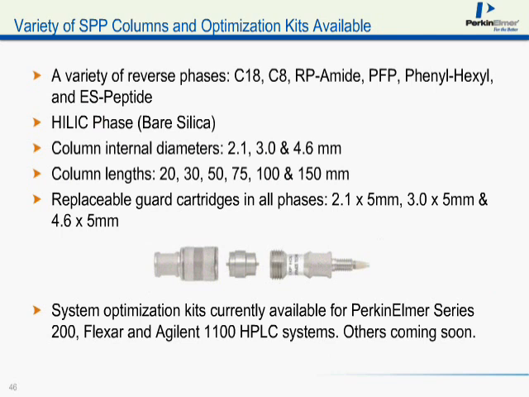The columns, in terms of sizes, come in 3 different diameters, 2.1, 3.0, and 4.6 millimeter ID. As I mentioned earlier, the 2.1 millimeter ID is the best for LCMS, and then I like the 3.0 and the 4.6 for things like fluorescence detectors and UV detectors. Column lengths come in a variety from 20 millimeter column lengths to 150 millimeter column lengths.